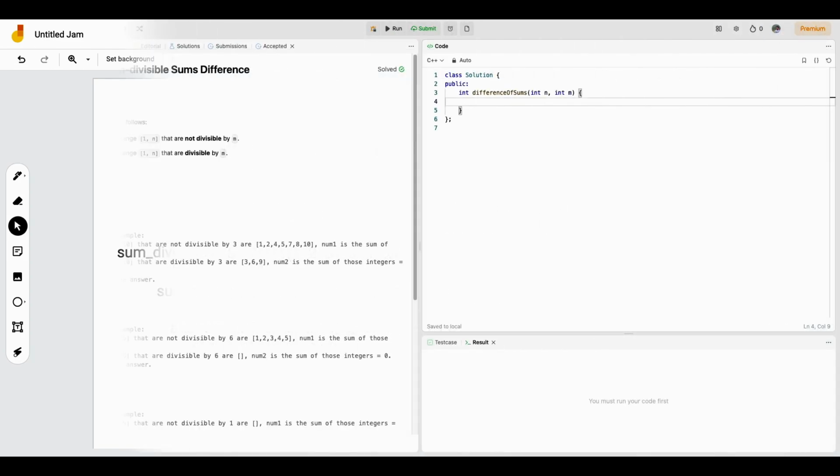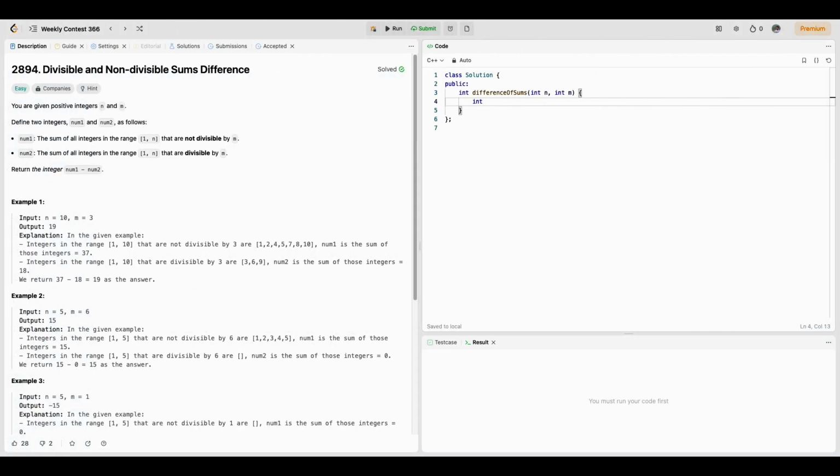Let's code this out. We store total sum in total, which equals n into n plus 1 by 2. We'll store n by m in x. We'll store our divisible sum in sum. In our case, that is x into x plus 1 by 2. We'll directly return our answer, total minus 2 times m times the sum.